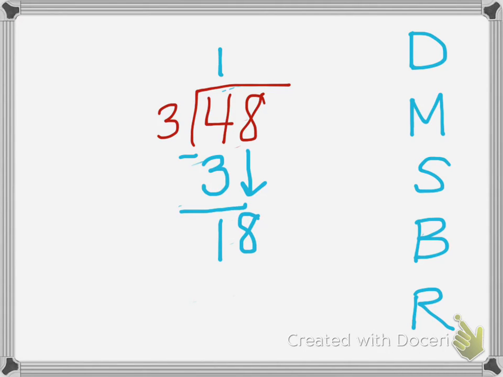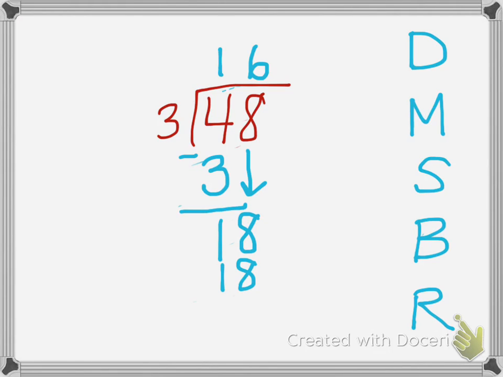Now we have 18, and the next step is to repeat or remain. Well, Rover says that if you bring a number down, you have to repeat. So that means we're going to start the steps all over again from the beginning with divide. Can you guess which two numbers we're going to divide? We're going to see how many times 3 goes into 18. 3 goes into 18 6 times. Now we multiply. 6 times 3 is 18.